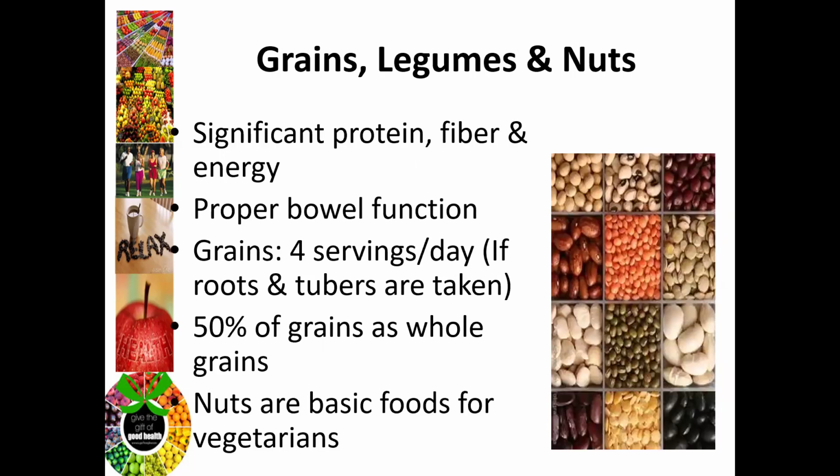Then grains, legumes, and nuts. This group is also important. They provide significant amount of protein, fiber, and energy. Because of the fiber, they also aid proper bowel function. 50% of grains should be taken as whole grains. For people that really mean business, that you want to maintain your health, 50% is the recommendation. But if you want to lose weight, it's better to take your grains as whole grains and just eat refined grains occasionally.